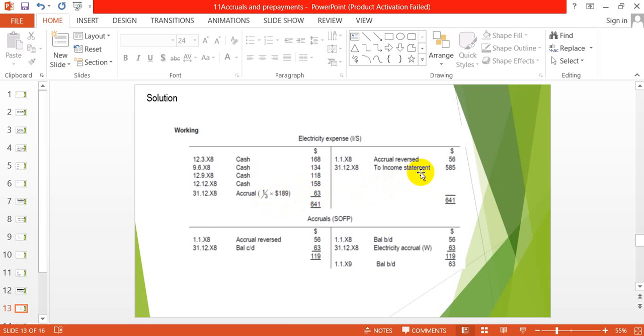So what we take to the income statement for 20x8 will be the expense of 585. Then in the balance sheet we have an accrual carried forward of 63.